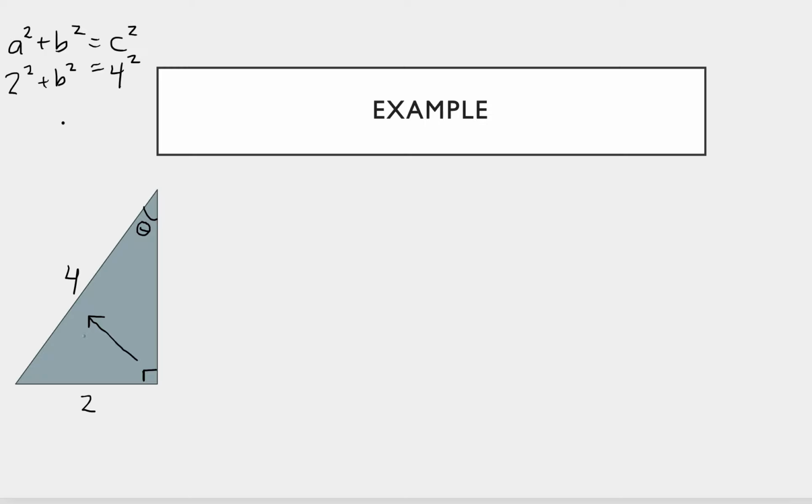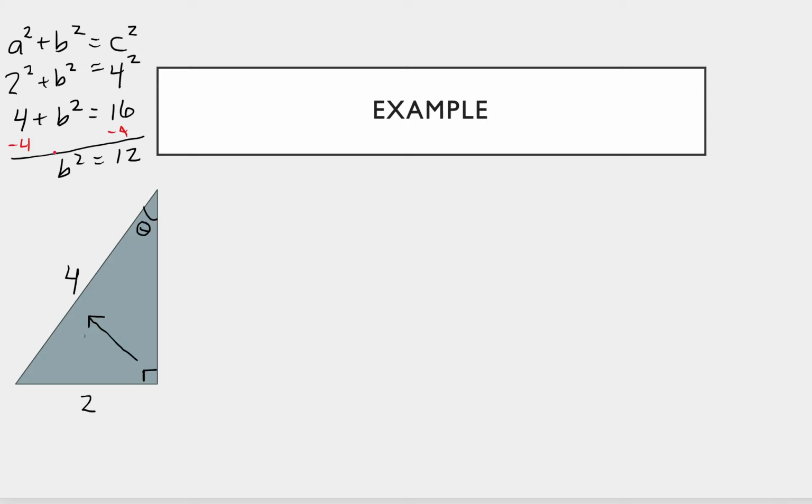All right, so let's simplify. 2 squared, 2 times 2 is 4. 4 squared, 4 times 4 is 16. And then we're going to solve for B, so we'll subtract 4 from both sides. So I now have B squared is equal to 12.